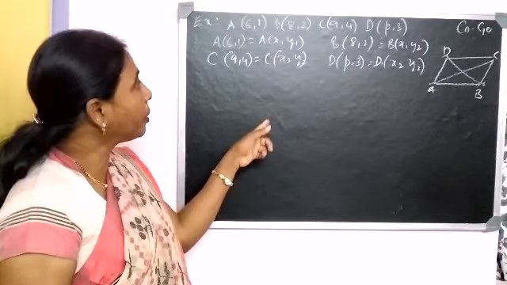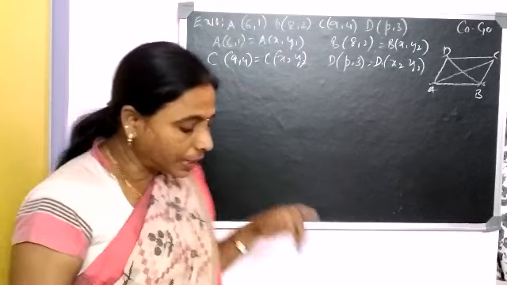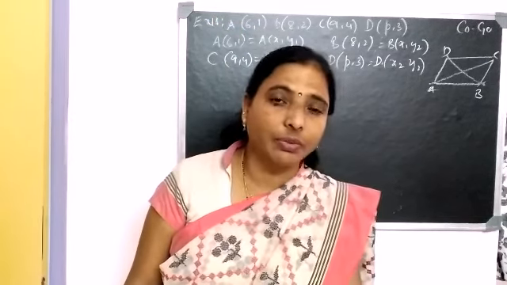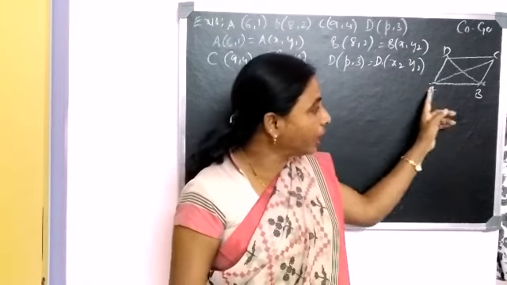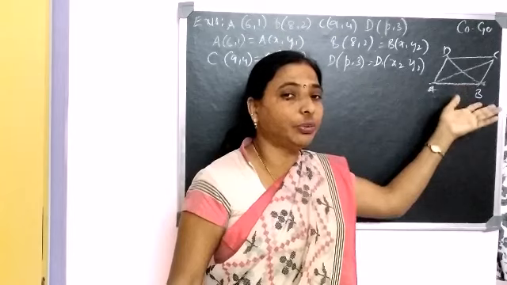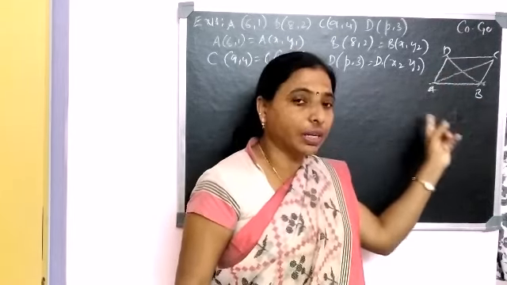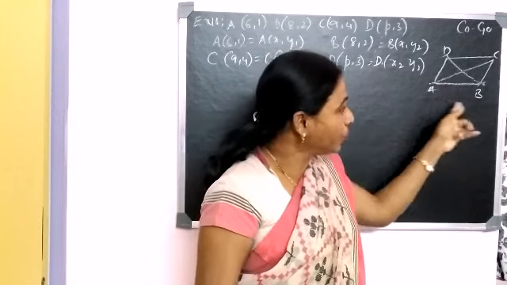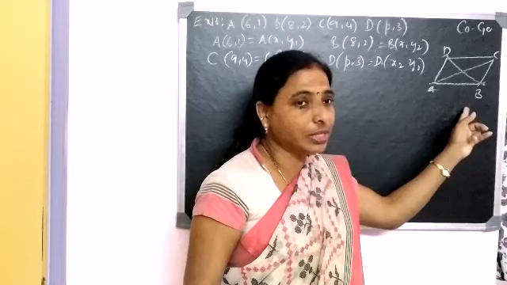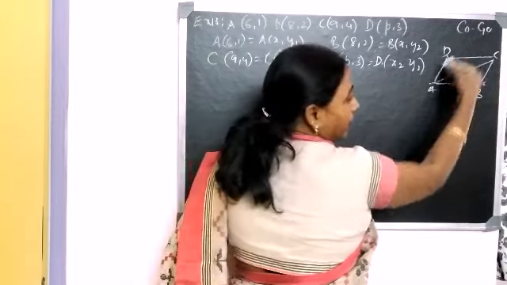See children, in the 10th example, it is given that it's a parallelogram and there are 4 coordinates A, B, C, D. So I have taken them in order A, B, C, D. Whichever way you take, it should be in order. Like me, you can take clockwise or anti-clockwise. The order should be the same, organized. That means here A, B, C, D, I have taken it in this way.